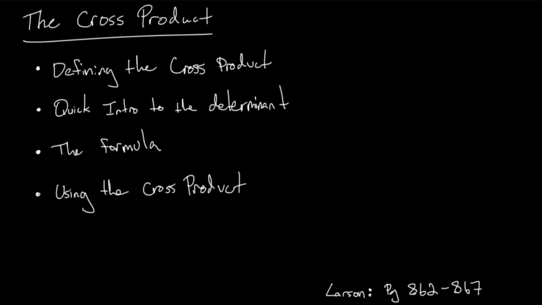In this video, we look at the cross product. The cross product is between two three-dimensional vectors, and we are going to define the cross product. We will then quickly look at the determinant because that will segue us into a formula to finding the cross product of two vectors, and then we will use the cross product to do a couple problems.